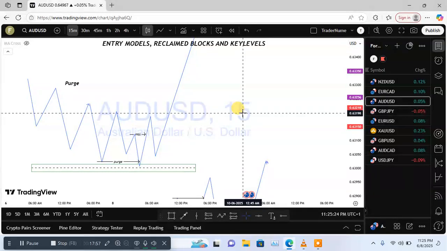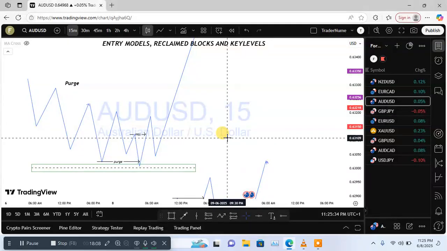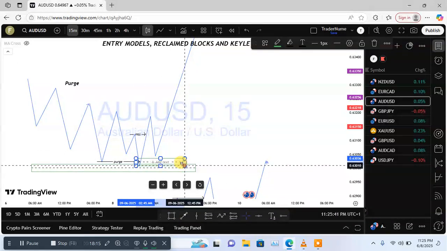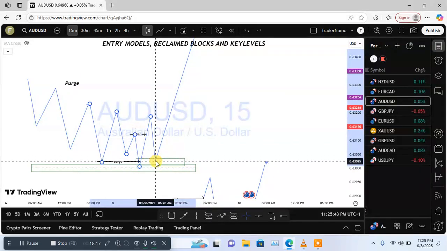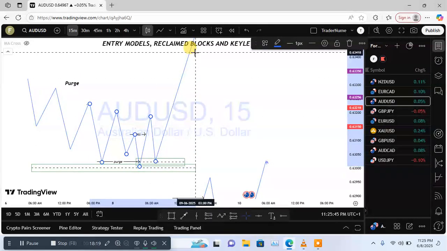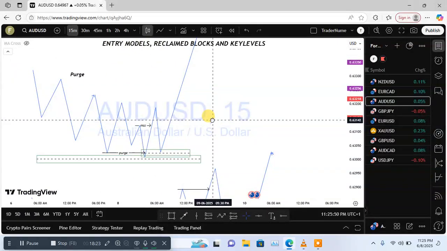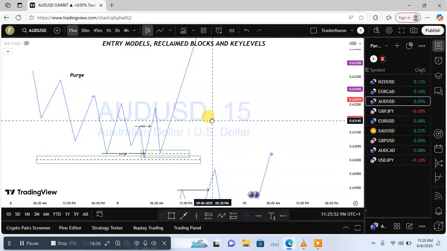But sometimes price fails to come back to our reclaimed block, but reclaimed block is one of the best entry models to enter. You understand? So price might come back to this demand zone, mitigate, probably with a wick, and you get your entry to the upside. This same thing happens on a sell too. It's not just for buys, but I'm using the buys to explain.